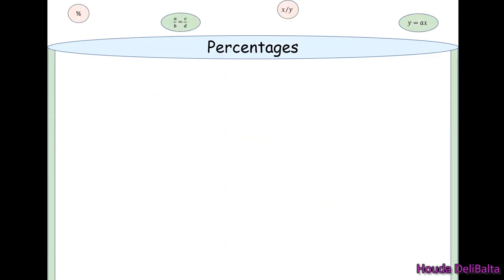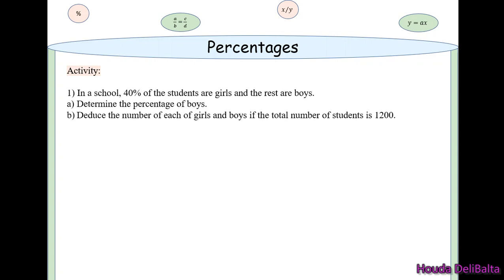And now we're gonna talk about percentages, and here is an activity to make things clear. In a school, 40% of the students are girls and the rest are boys. Do you see? That's what we mean by a percentage. 40%. It's read like this. 40% of the students are girls and the rest are boys.